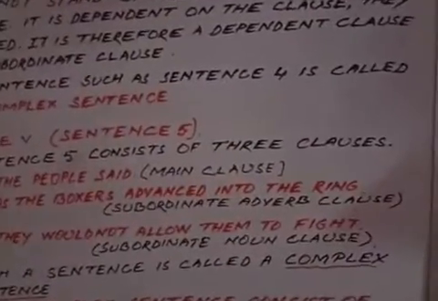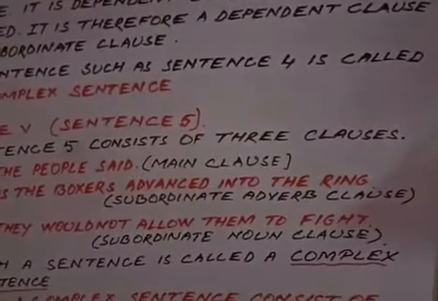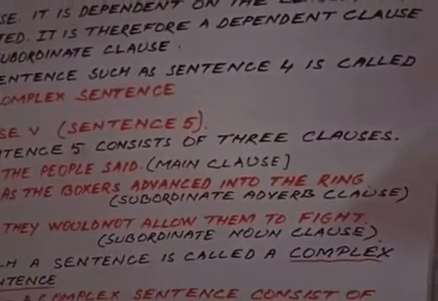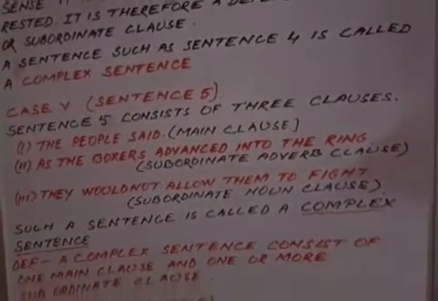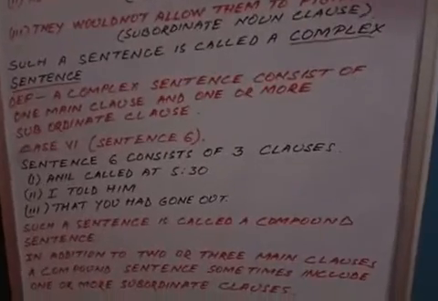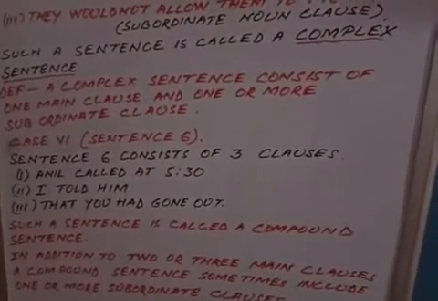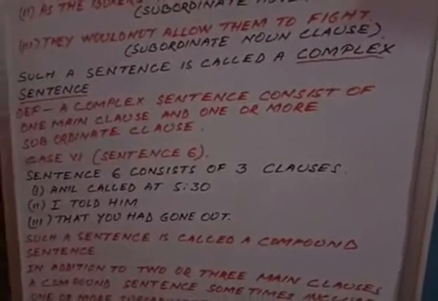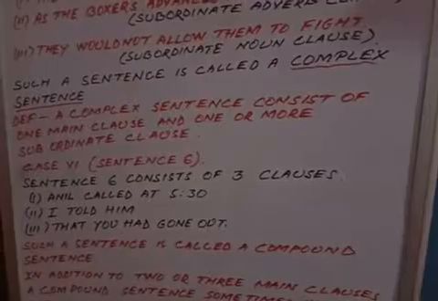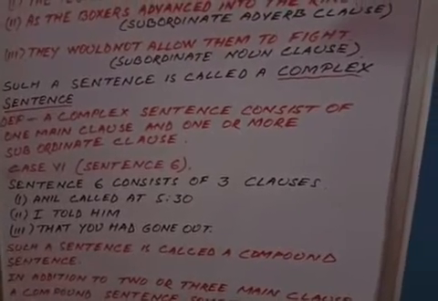Now children, this ends your simple, compound and complex sentences for now. Now what I want you to do is write down the entire thing that you have seen on the whiteboard. Write them down and read them serially. You will be able to understand the thing fully.